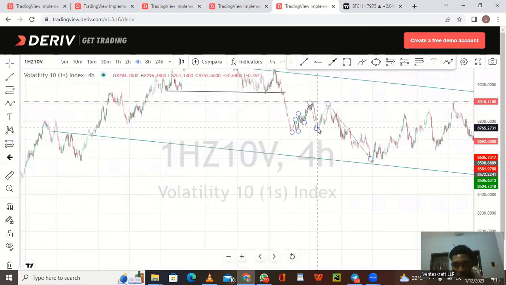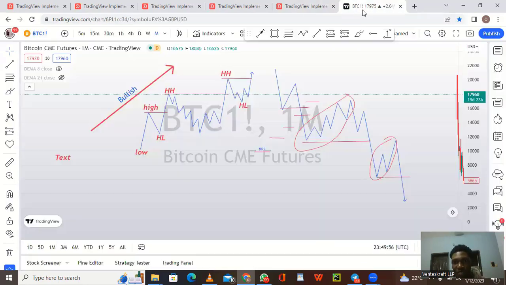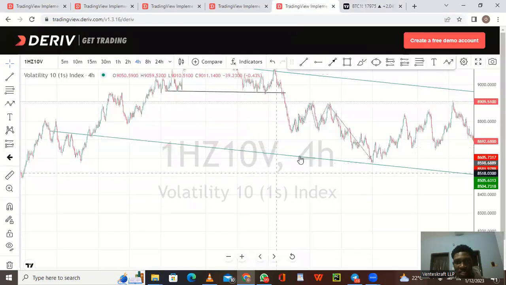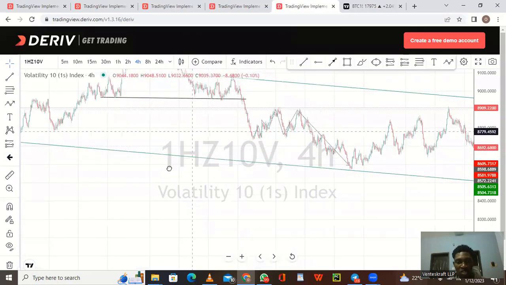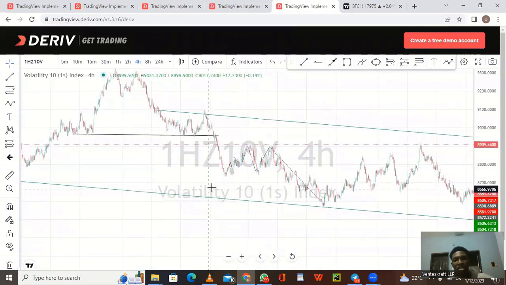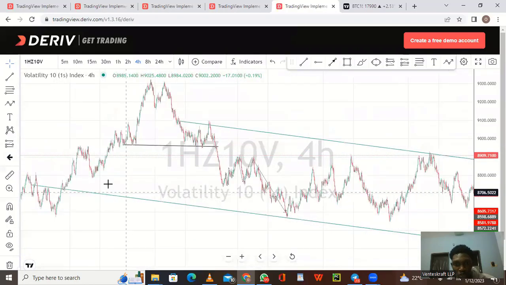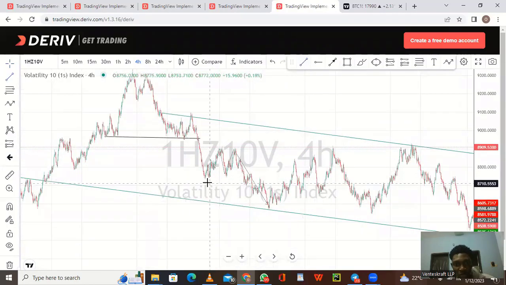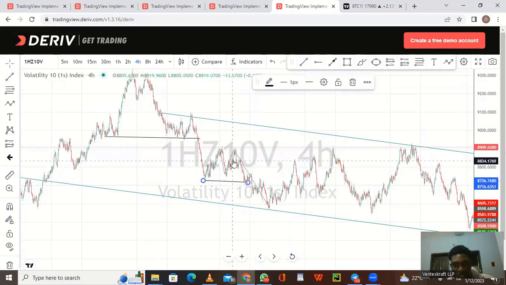Same thing. What you're seeing here is what I explained to you here. So you observe that this is how a rechart actually looks like. So for us to continue with our markings, there is a break of structure here. After the market broke structure, it came all the way down, came to this place. This is where the next break of structure happened.